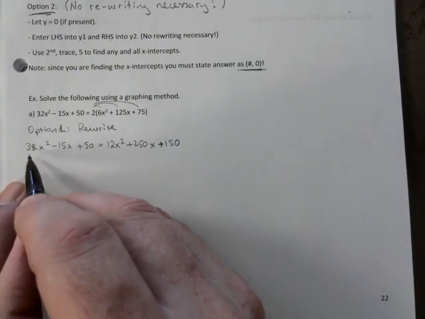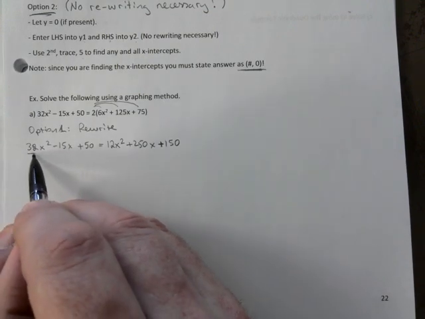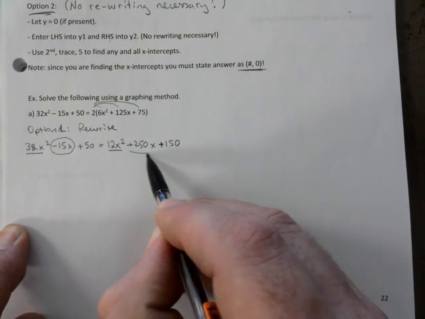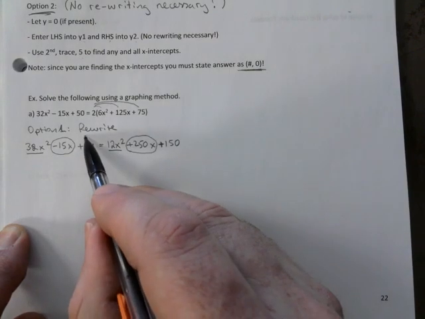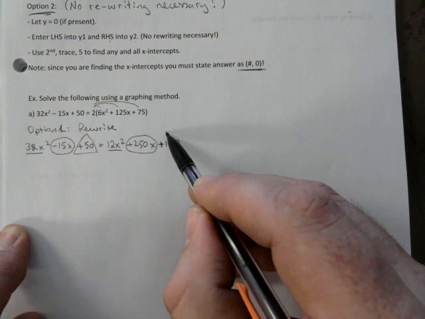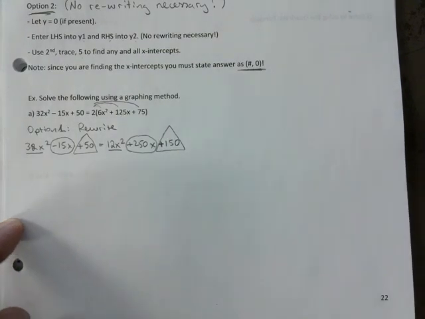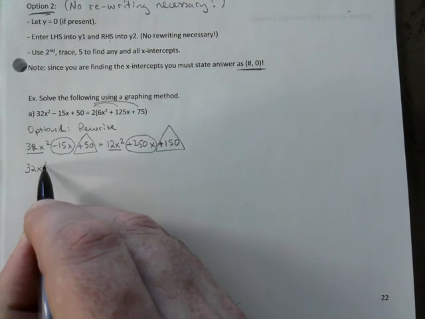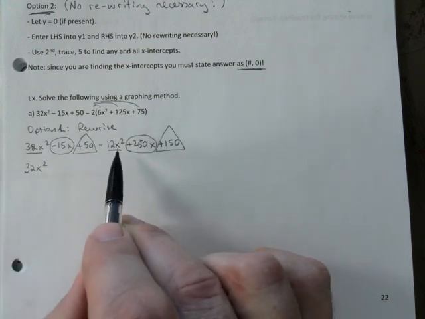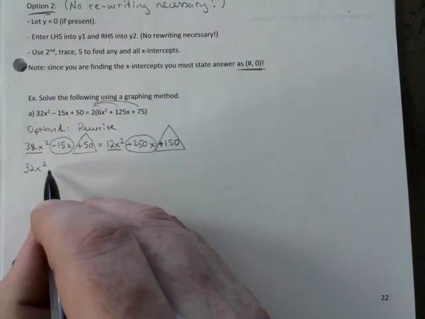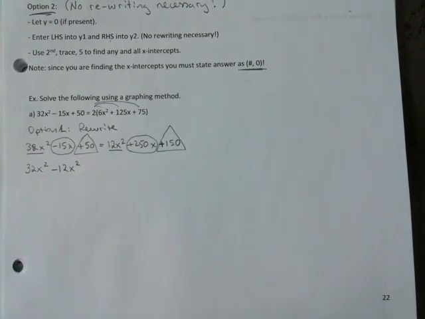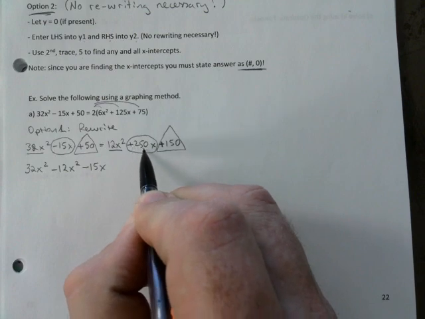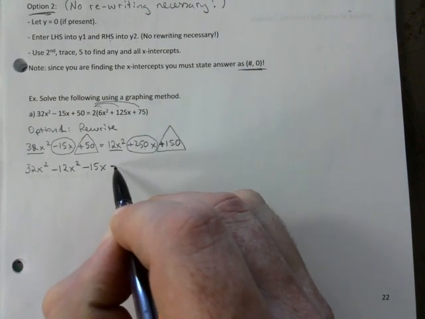And then we bring everything over to the left in my case. So I'm just going to underline the x squares, circle the x's, and put a triangle next to the constant. Okay. So I'm going to go 32x squared. I go over to the other side, there's an x squared there, right? When it comes over the equal sign, it changes sign. Then I'm going to take the negative 15x. I'm going to go across the equal sign. I see a 250x. It comes over subtracting.